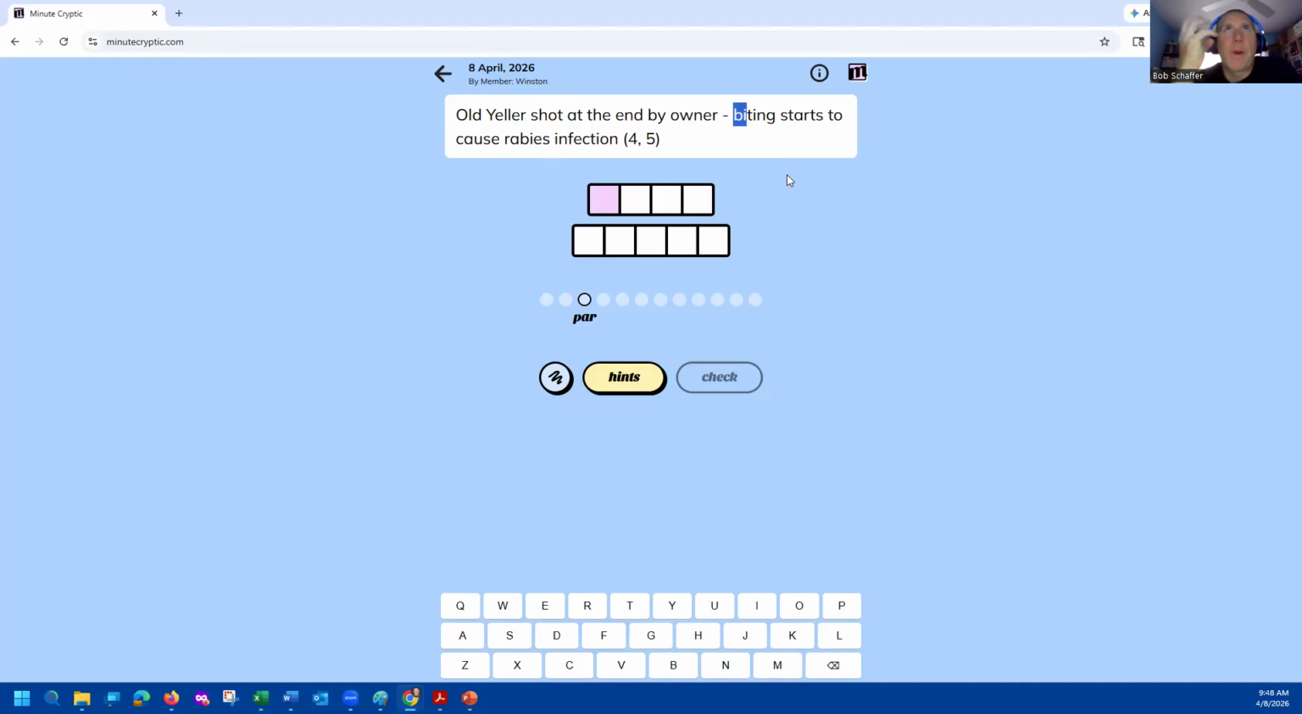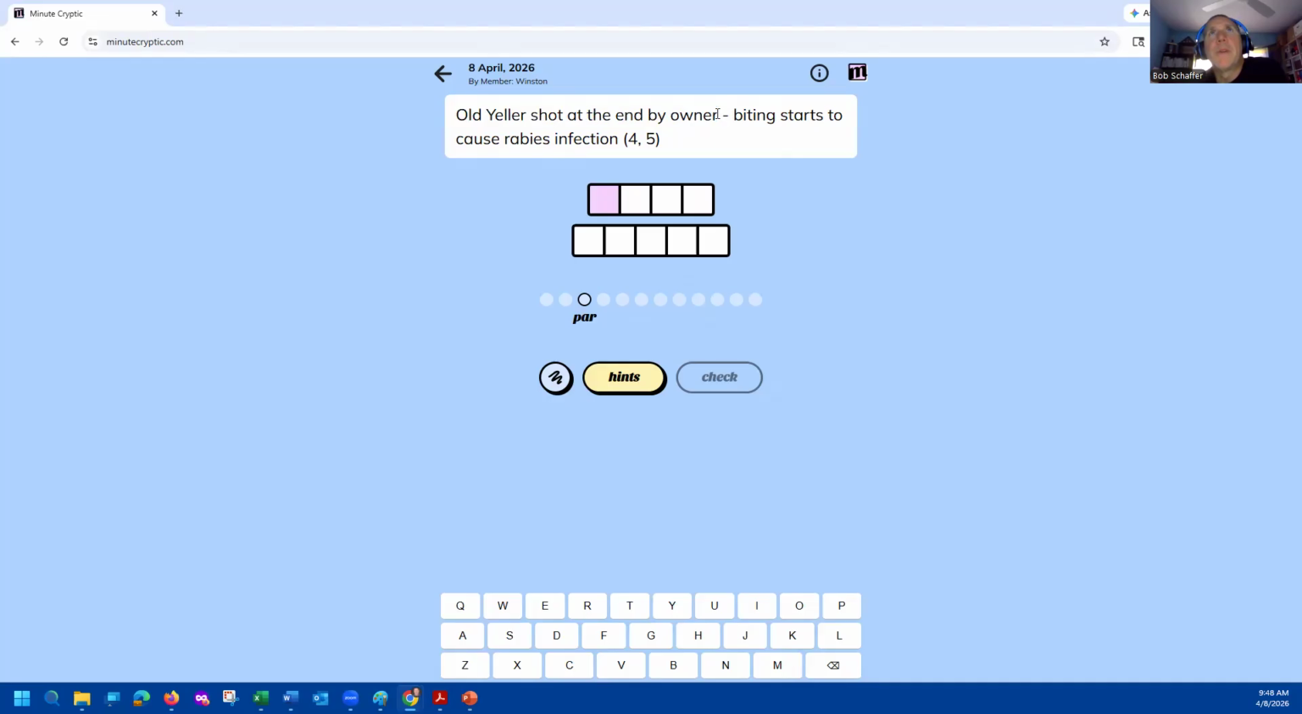Yeah, the letters that I'm grabbing don't have enough vowels to make them words, or they just aren't fitting together nicely. I think that I've got a number of thoughts here. Starts to cause CRI or CARAIN, or even if all three spelled something out. Does biting indicate to rearrange the starts to these words? But then the whole thing means old yeller shot at the end by owner.